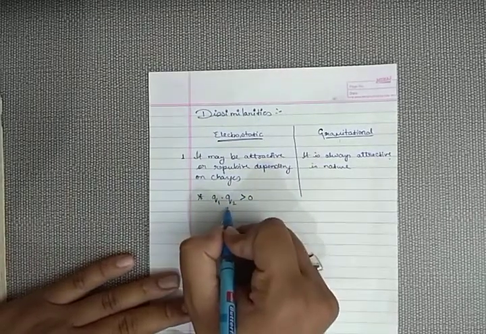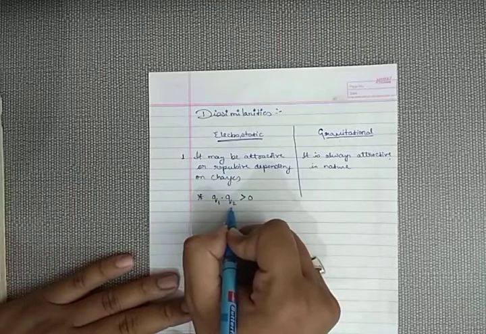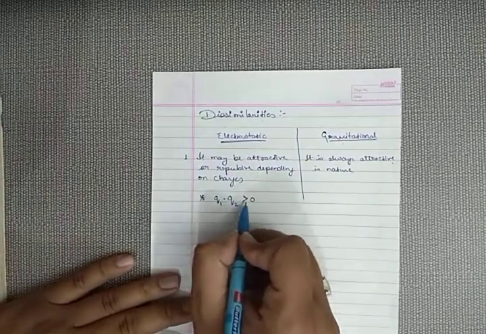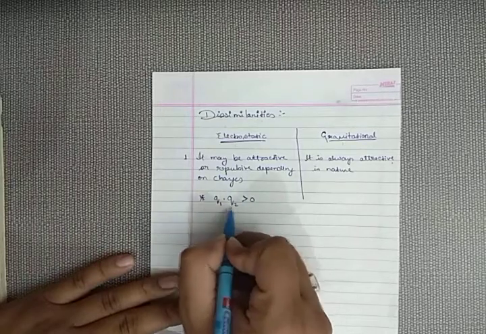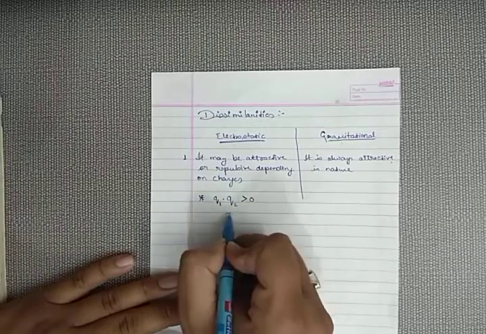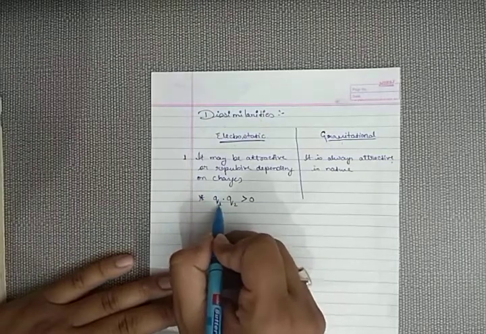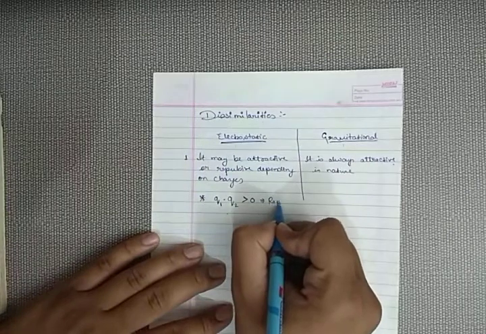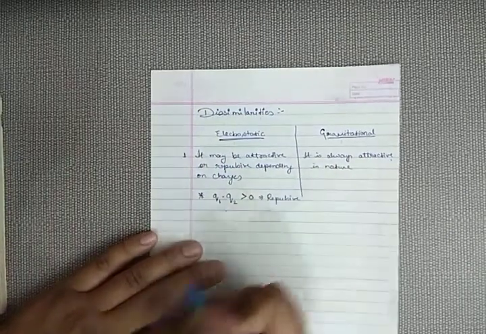It will be positive if both are positive or both are negative. If q1 and q2 both are positive, then their product will also be positive. If both are negative, then also their product will be positive. So q1 q2 greater than 0 means the force is repulsive. It is confirmed that the force is repulsive.